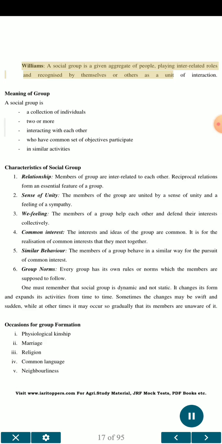Williams: a social group is a given aggregate of people, playing interrelated roles and recognized by themselves or others as a unit of interaction. Meaning of group. A social group is a collection of individuals, two or more, interacting with each other, who have a common set of objectives and participate in similar activities.